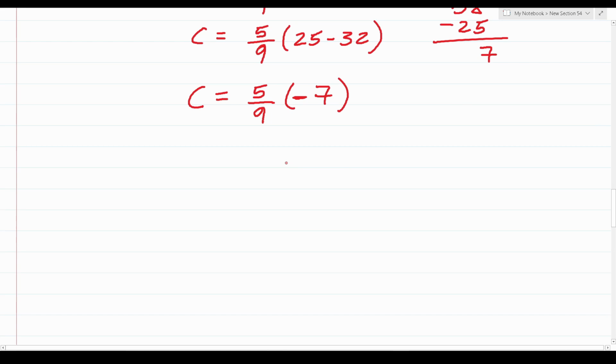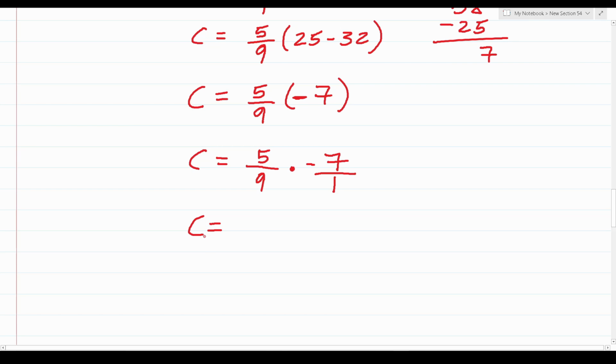That said, now we have this problem, 5/9 times negative 7. Of course, let's rewrite this without the parentheses, so it's a little bit clearer as to what's going on. We have 5/9 times negative 7. That is to say, we're multiplying a fraction by a whole number. In order to proceed, we want to rewrite this whole number as a fraction as well by placing it over 1.